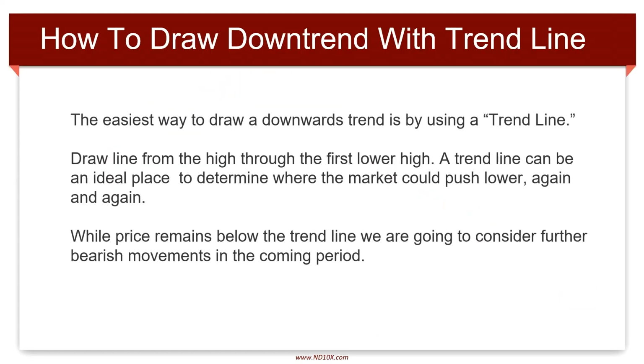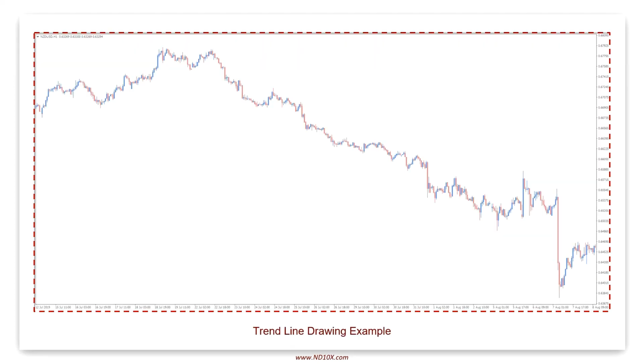The easiest way to draw a downwards trend is by using a trend line. Draw a line from the high through the first lower high. A trend line can be an ideal place to determine where the market could push lower again and again. While price remains below the trend line, we are going to consider further bearish movements in the coming period. So we can use the Kiwi dollar as our example.